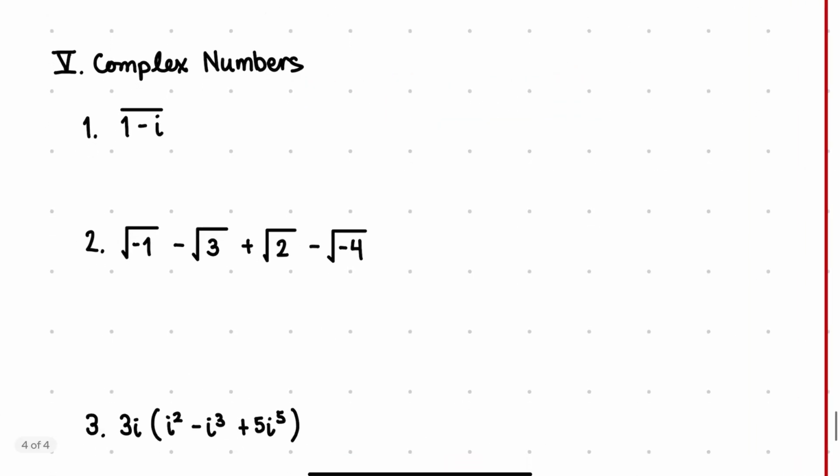So for the first item, take note that when we see a bar out here, a line out here, that refers to the conjugate of a complex number. Basically, what you need to do is change the sign of the coefficient of the imaginary part. So in this case, that would be a minus bi.